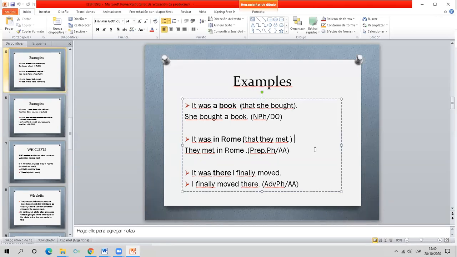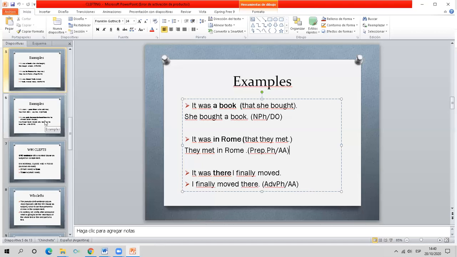The second example has a prepositional phrase, which is an adverbial adjunct in the unmarked clause, as the focus. It was in Rome that they met. Somebody suggests they met in Paris, and I say, no, it was in Rome that they met. Then we have an adverbial phrase. It was there I finally moved, which comes from an unmarked, I finally moved there.